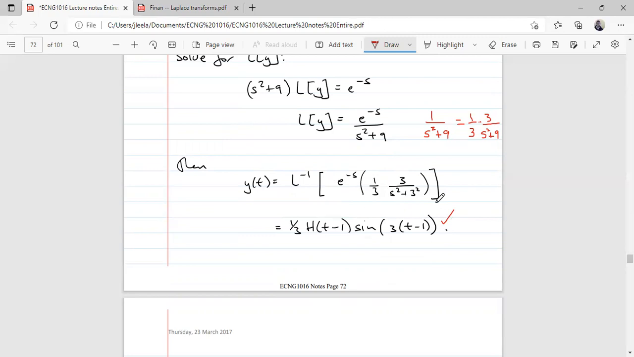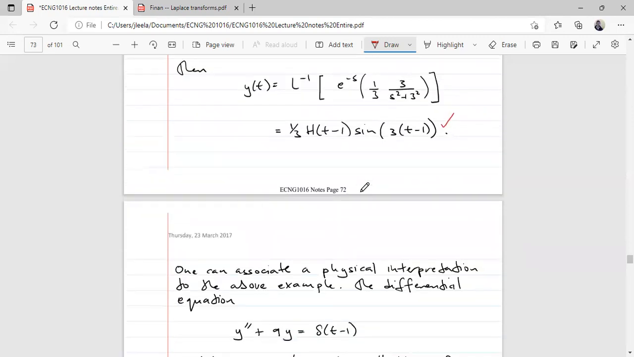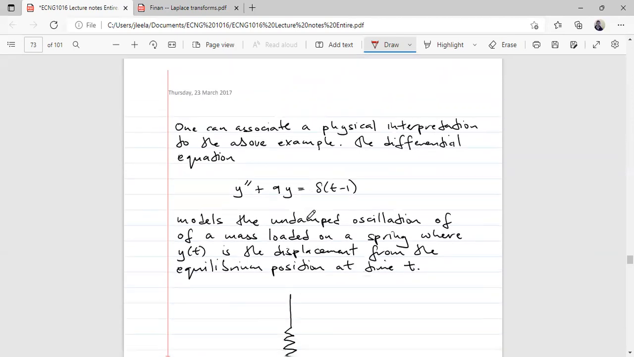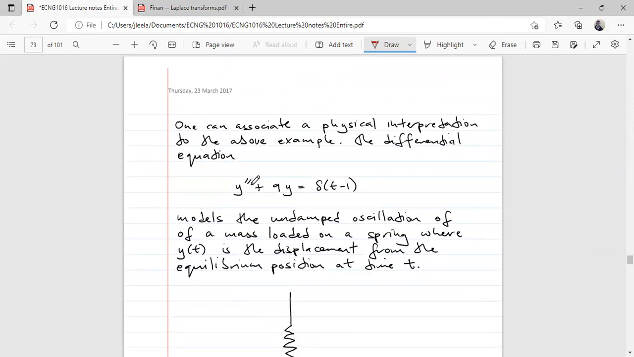Right, so you remember this. This is a very important formula to remember. One can associate a physical interpretation with the above example. So let's revisit this differential equation once more.